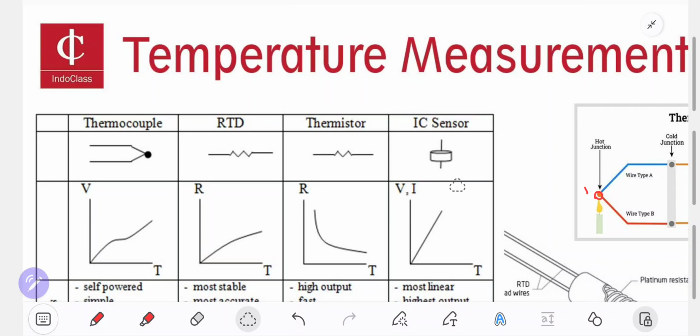IC sensor has many variants, and right now, if you want to detect temperature, you can use IC sensor type LM35 or the MP36. Many variants of this IC sensor exist, and because we are now learning about temperature, we choose the IC sensor for temperature measurement, and then you can use this type.